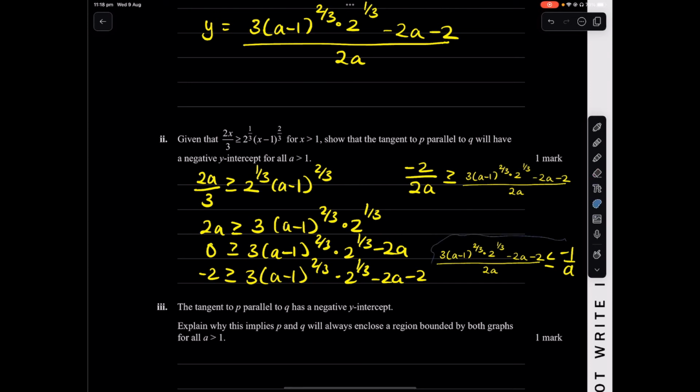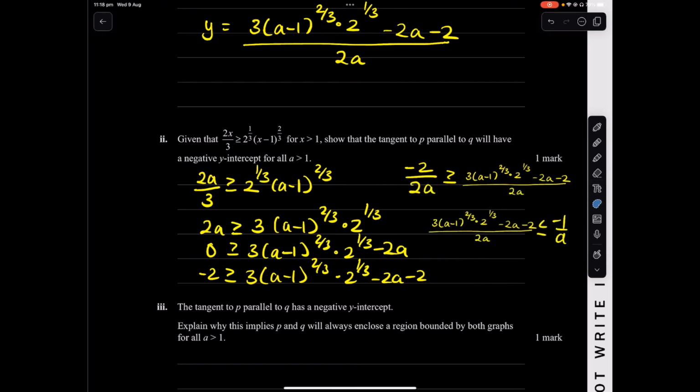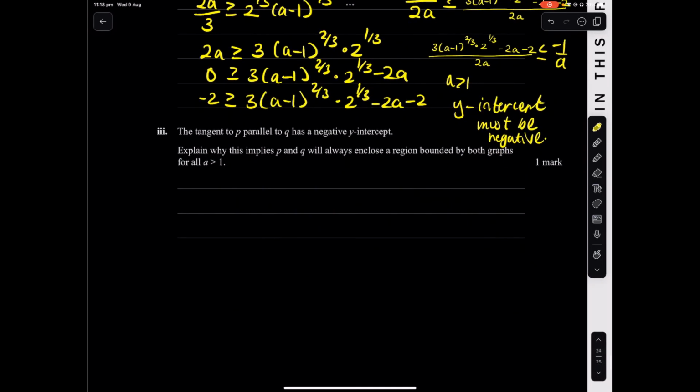So we're saying that this y-axis must be less than negative 1 over a. But when a is greater than 0, so we know that a is greater than 1, it's going to pull out negative. So this is smaller than negative, so it has to be a negative number. So as a is greater than 1, the y-intercept must be negative. Must be negative, yeah. I don't even explain that. Just for a mark, I'll write that. The tangent to P parallel to Q has a negative y-intercept.